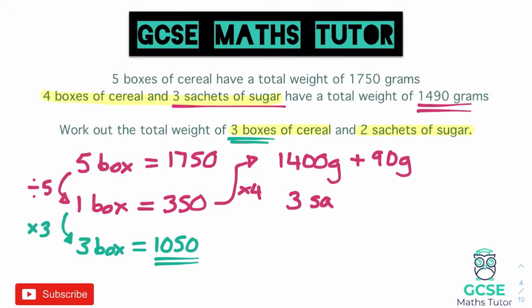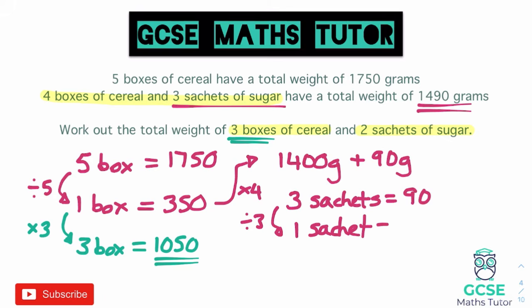So 3 sachets is equal to 90. Of course, we want to break that down and go back to 1 sachet. So we can divide that by 3. So if we divide that by 3, we're going to get that 1 sachet is equal to 30. There we go.